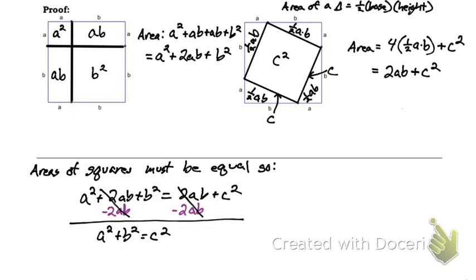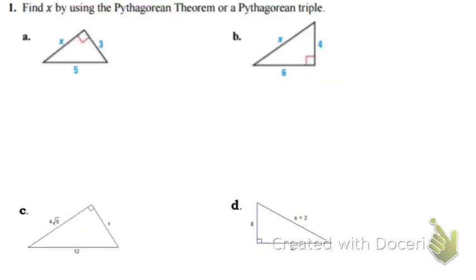All right, that being said, now we can use a squared plus b squared equals c squared because we are in geometry, so we should prove stuff first before we can use it. All right, so now that we know it's true, let's go ahead and apply it. It says find x by using the Pythagorean theorem or Pythagorean triples. What I want you to do is cross off that or Pythagorean triples. We used to teach that first, but now we're just going to stick with just the Pythagorean theorem.